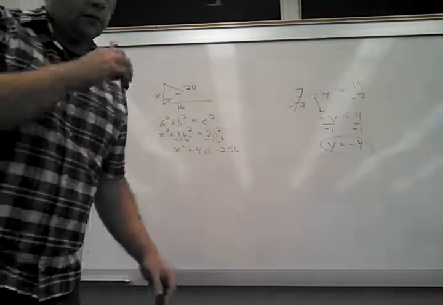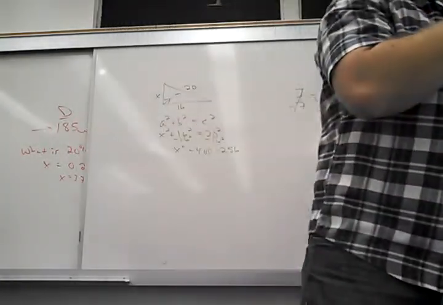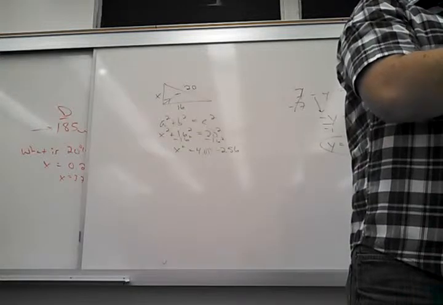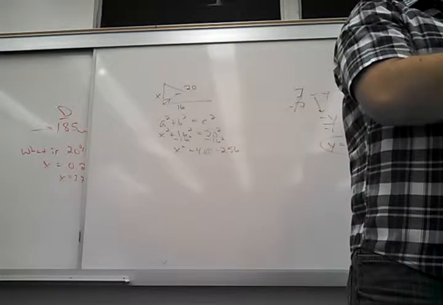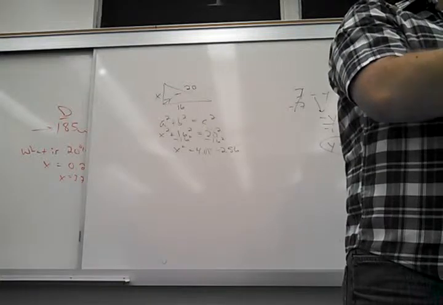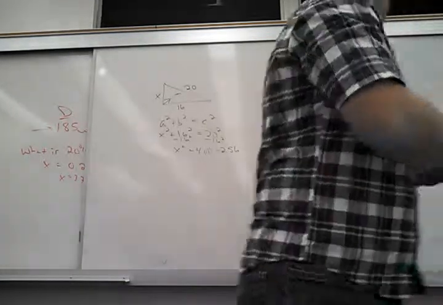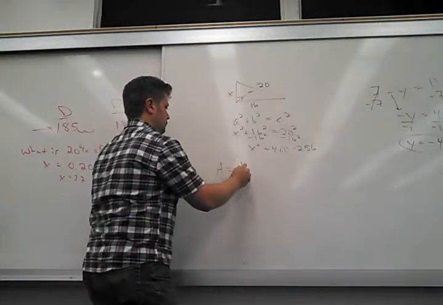For the areas, I have the formulas for square, rectangle, triangle, and circle. That's about it. Say again? Rectangle, triangle, circle, and trapezoid. Oh, yeah, a little trapezoid.